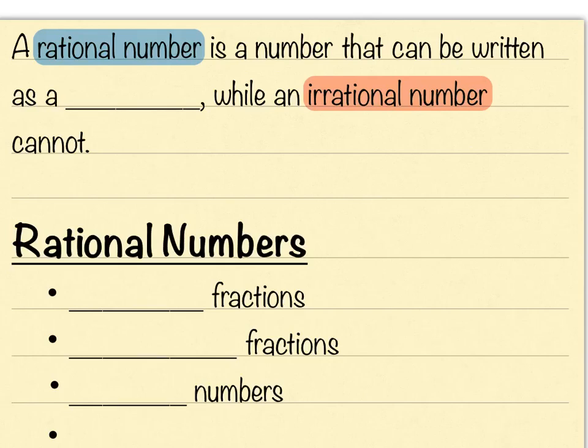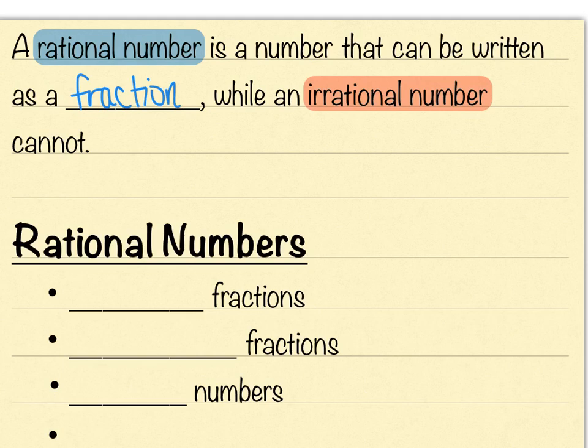All right, this is section 7.4, approximating square roots. And when we're talking about square roots, we have to talk about rational and irrational numbers. And so a rational number is a number that can be written as a fraction. It's a pretty simple definition. Any number that can be written as a fraction. And so an irrational number is a number that cannot.